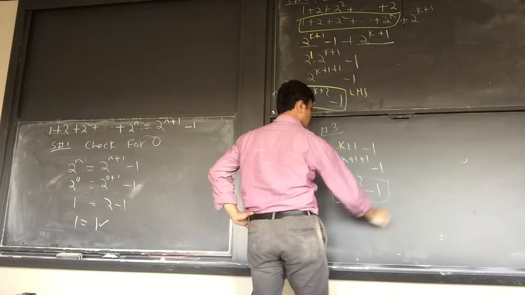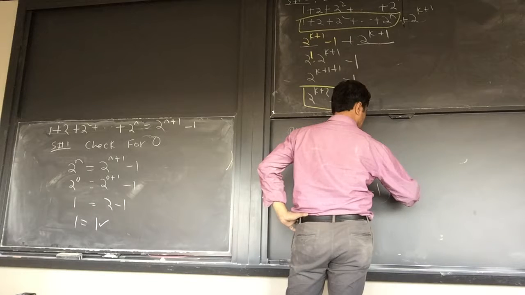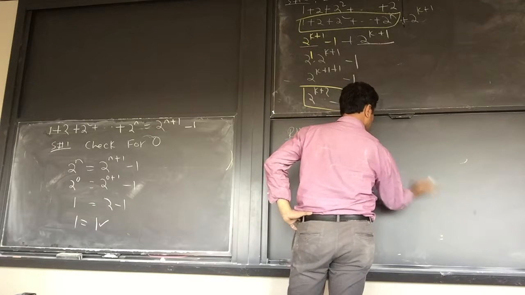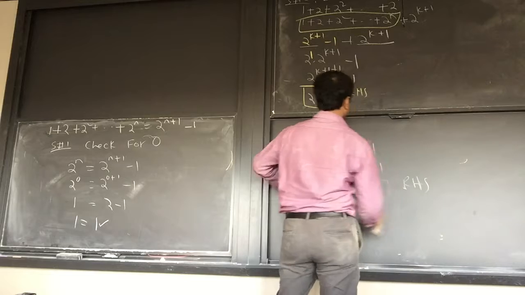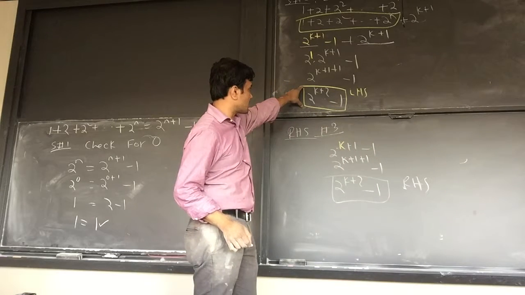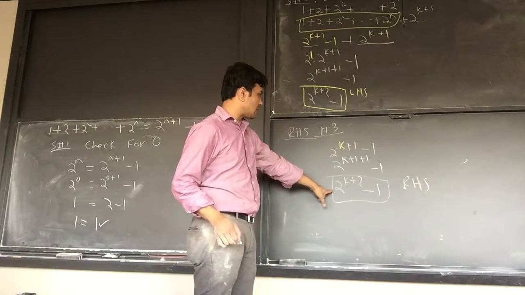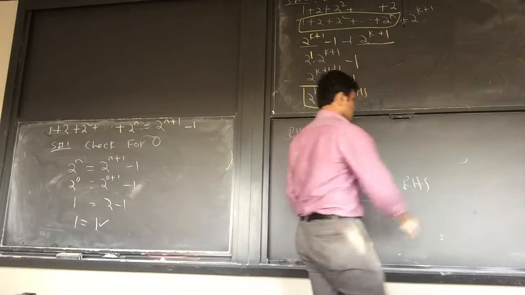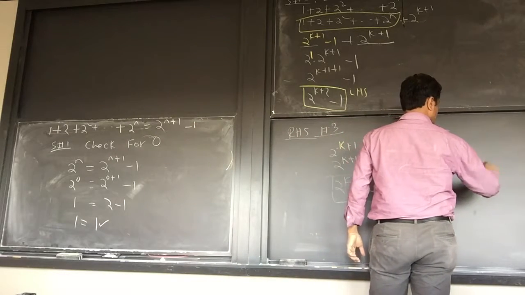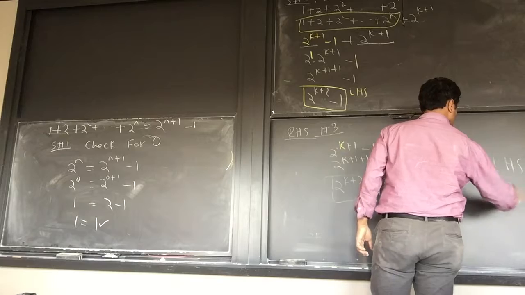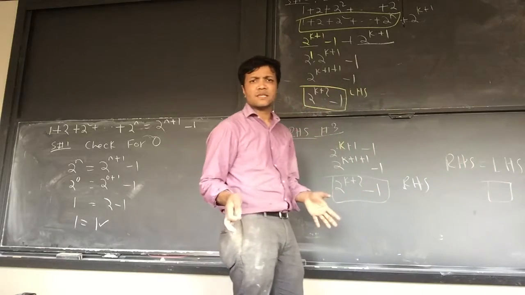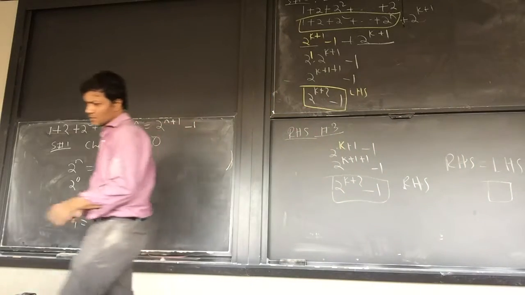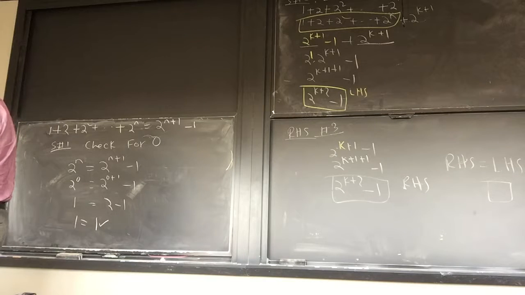So this is our left hand side. This is our right hand side. Now the left hand side is 2k plus 2 minus 1, and the right hand side is 2k plus 2 minus 1. So the right hand side is equal to the left hand side. So you prove it by induction. Now you're gonna do one more, probably 2 more.